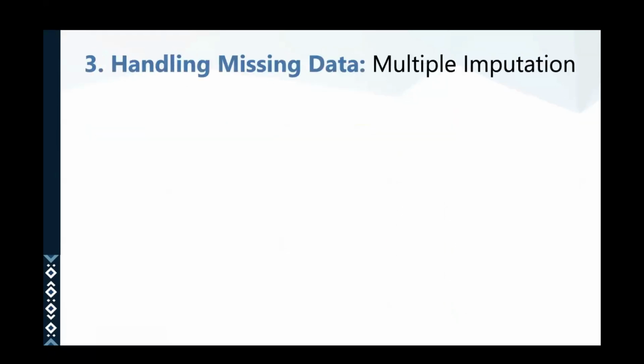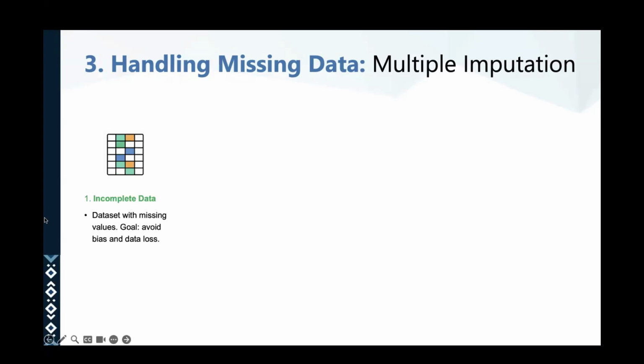And the third category, which is actually the gold standard for handling missingness, is multiple imputation. So unlike single imputation, we do multiple imputations, so repeated imputations. And I'm going to show how that process works. So you start with incomplete data. So this could be your Excel sheet that you have at the end of your study.